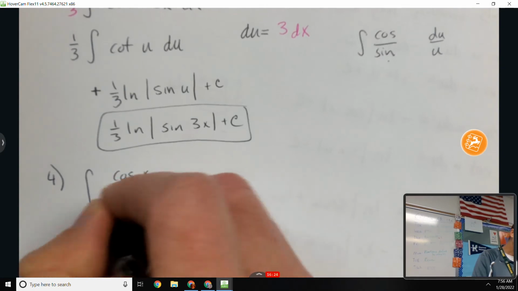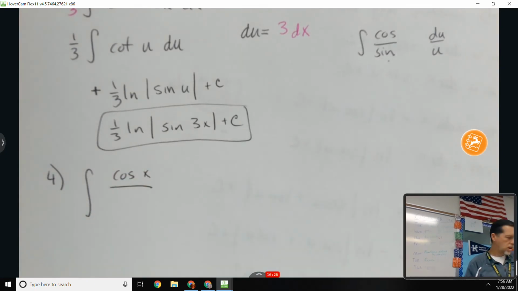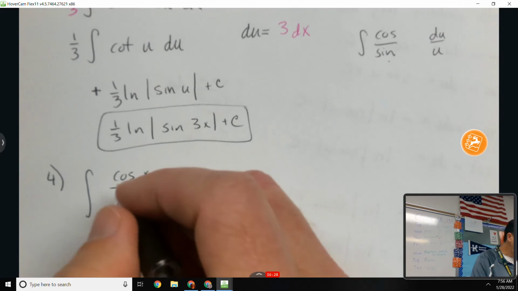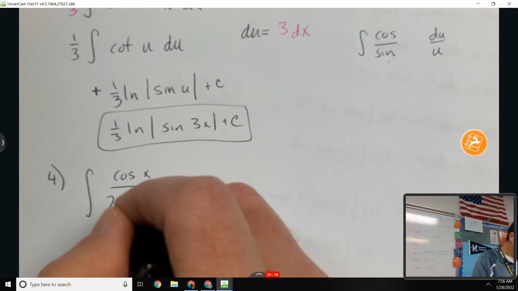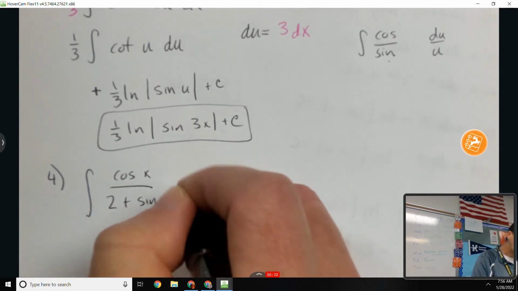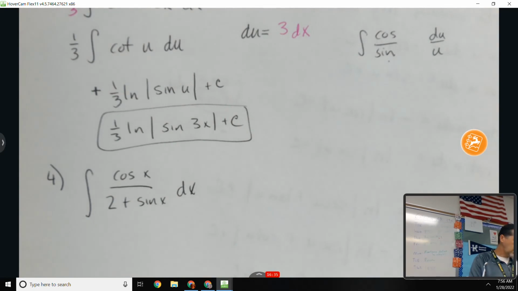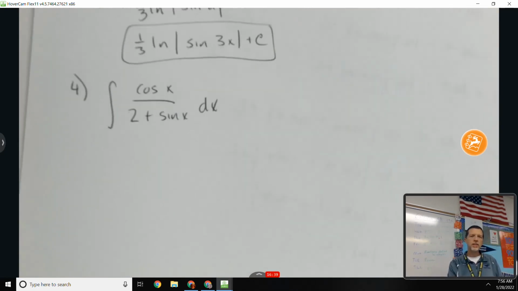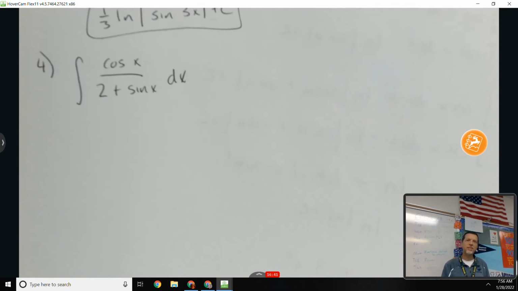Number 4. The integral of cosine of x over 2 plus sine of x dx. So that doesn't directly fit one of those trig integral properties. Any ideas on what we could do with this one?